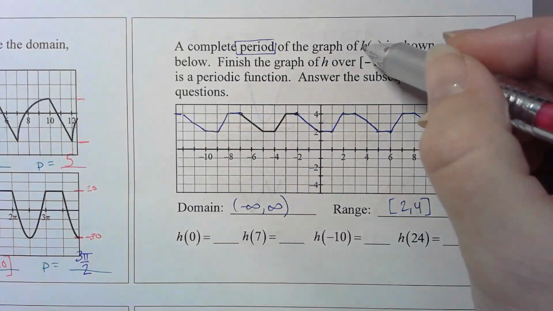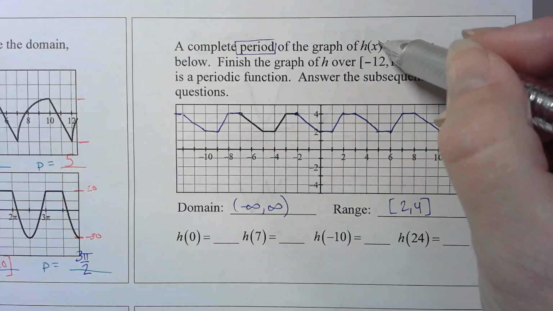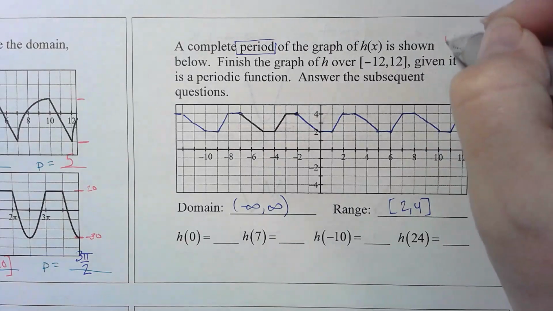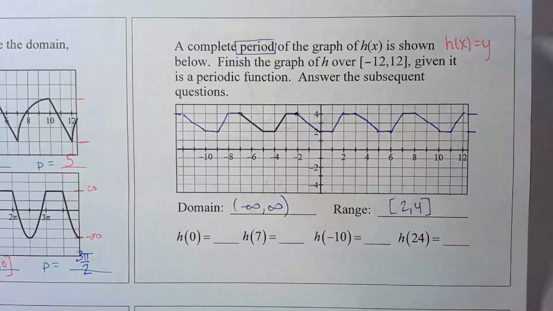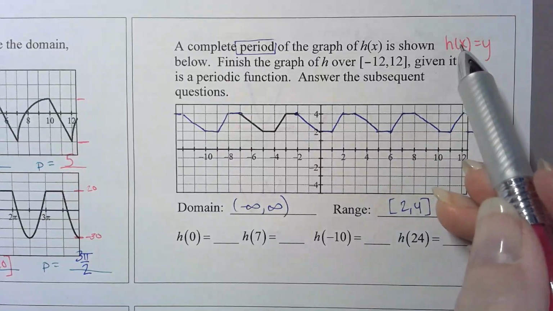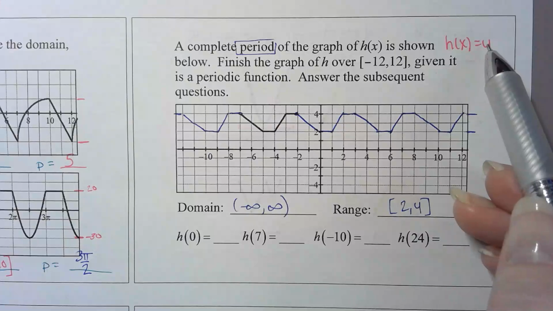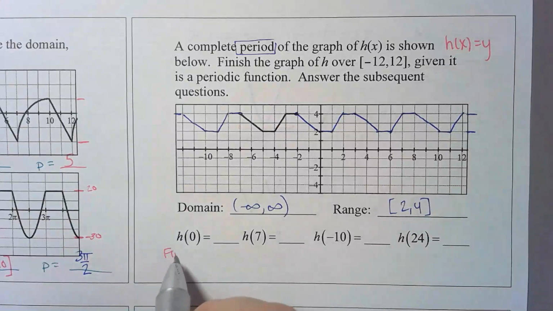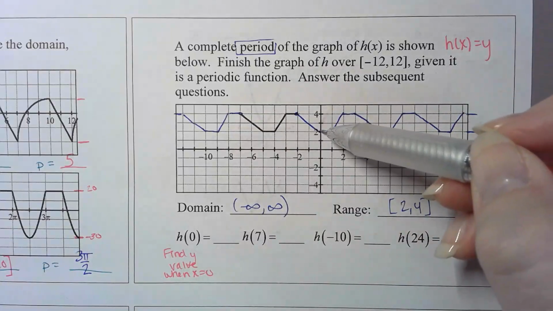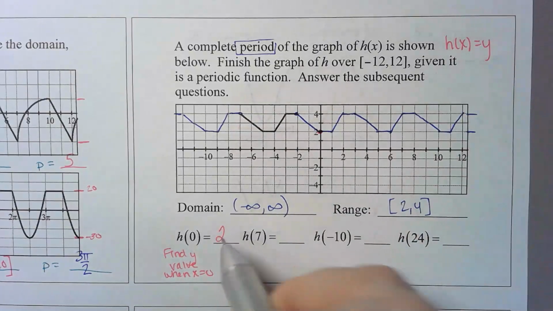Well, remember, h of x, that's the y value. h of x is the same as y. So I'm giving you the x, you're spitting out the y. We know that. This means find the y value when x equals 0. Well, go look at the graph. When x equals 0, the y value is 2.